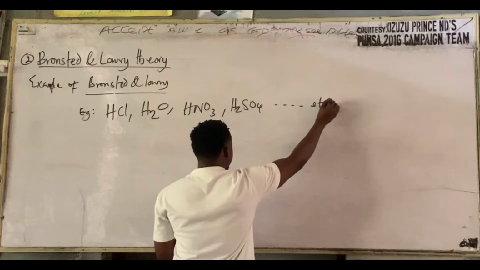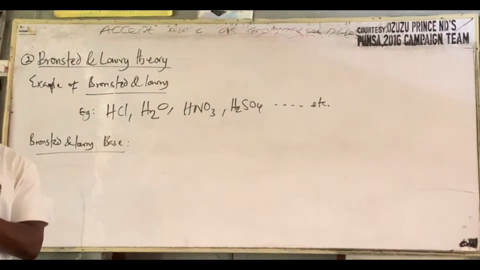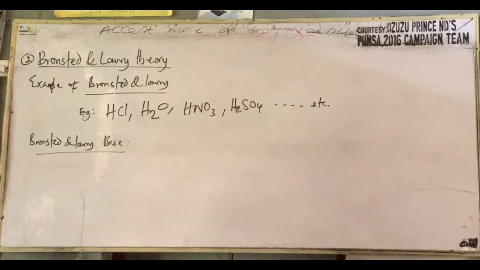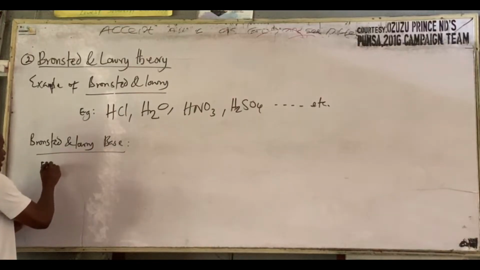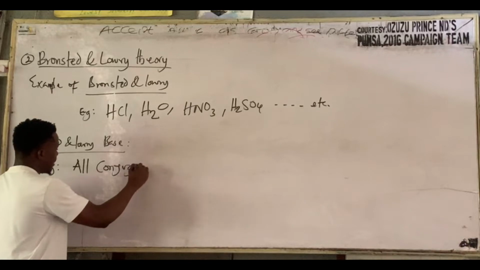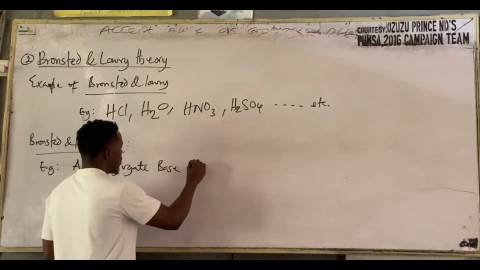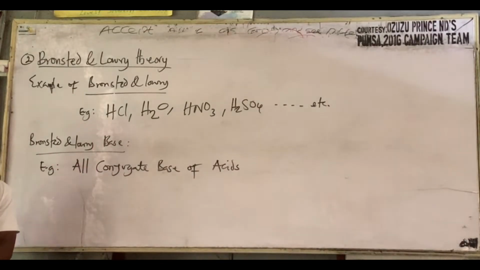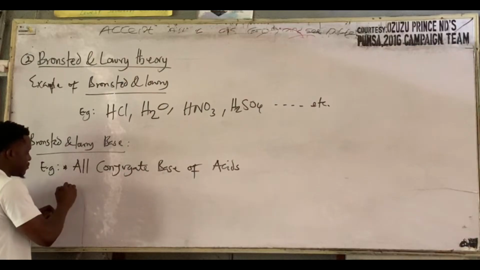The list is endless. Now, when we talk about a Bronsted-Lowry base, we said it is anything that has the tendency to accept a proton. So an example of this is all conjugate bases. I'll explain this. All conjugate bases of acids are considered Bronsted bases. A conjugate base is always obtained from an acid as a result of the acid losing a proton. Now that's point number one.